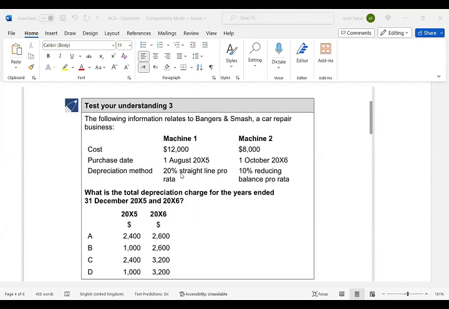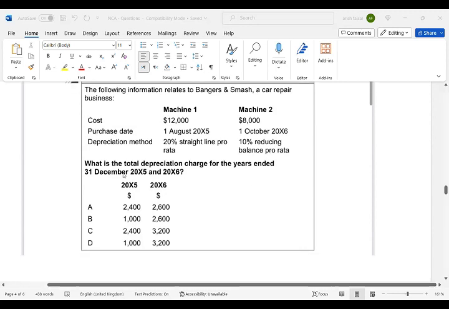2016. Now, the depreciation method for the first machine is straight line pro rata. When it says pro rata, it actually means that you have to prorate it for the months. And for the second machine, it's 10% reducing balance pro rata. And your year end is 31st December. Now, for the first machine, it's August 2015, and you kept it for August, September, October, November, December, 5 months only. So this asset has nothing to do with the depreciation for the first year.